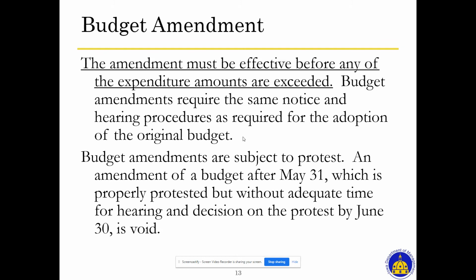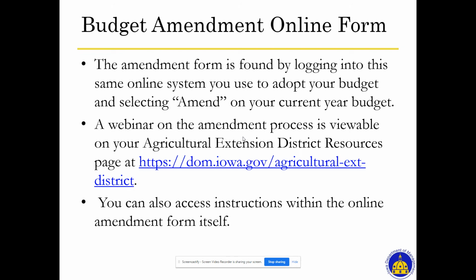But if you get so close to the end of the fiscal year, you're after May 31st, and then someone protests it, well, there's not going to be time for that protest to gather information, to schedule a local public hearing, for the appeal board to hear all the different information about the protest and render a decision before the end of the fiscal year actually happens. So then that would make it void. So that's something to be aware of.